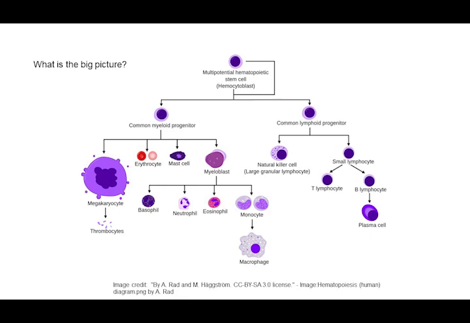So now we've talked about motivations. Now to start to set the basic foundation before we run through them. So what is the big picture? The big picture in hematopathology, I think, is the idea of hematopoiesis, the development of blood components.